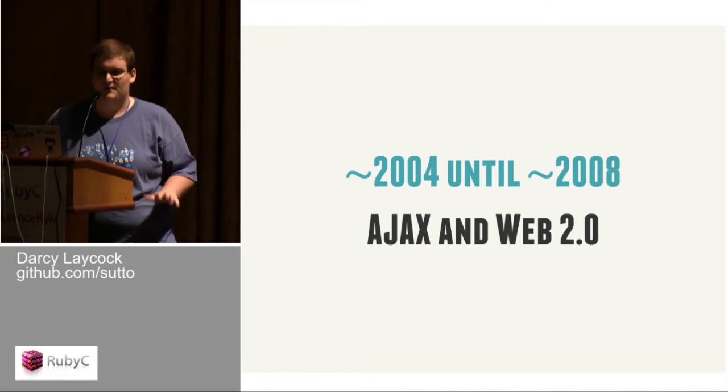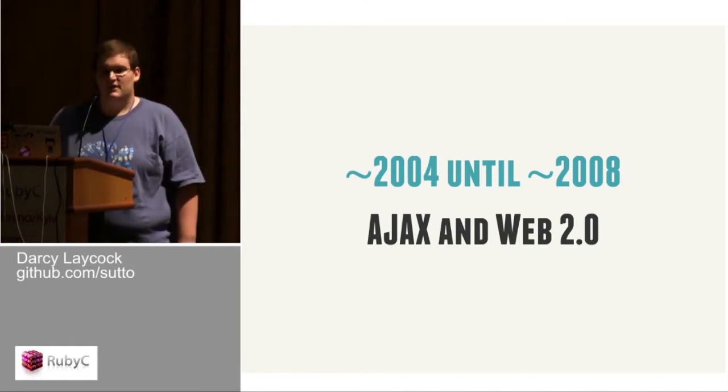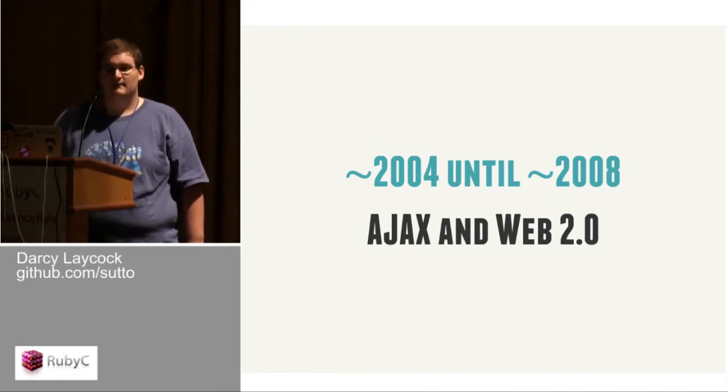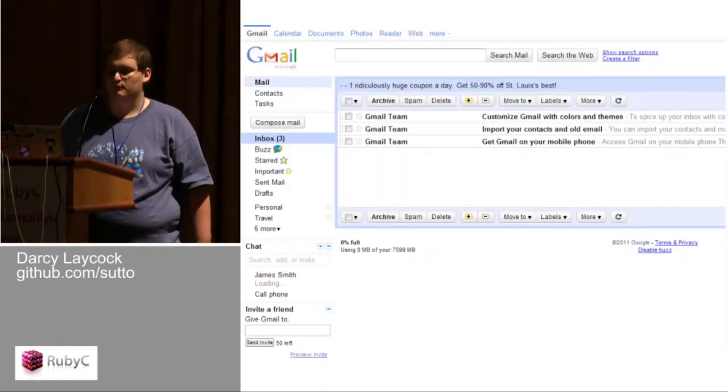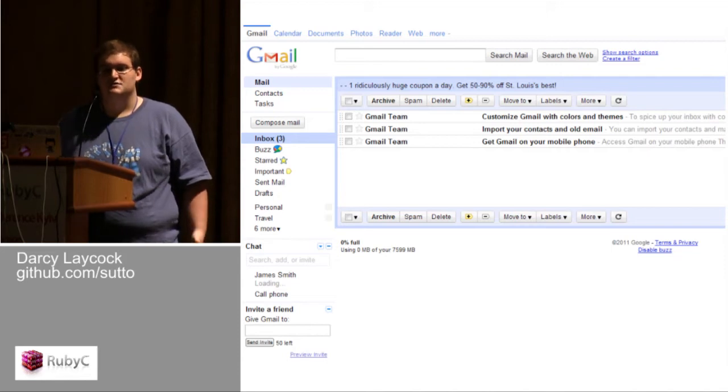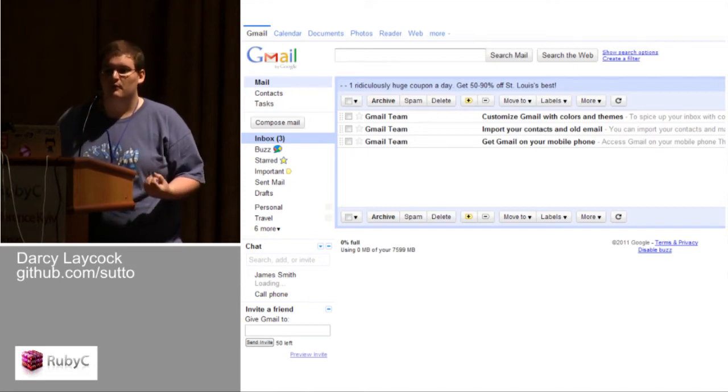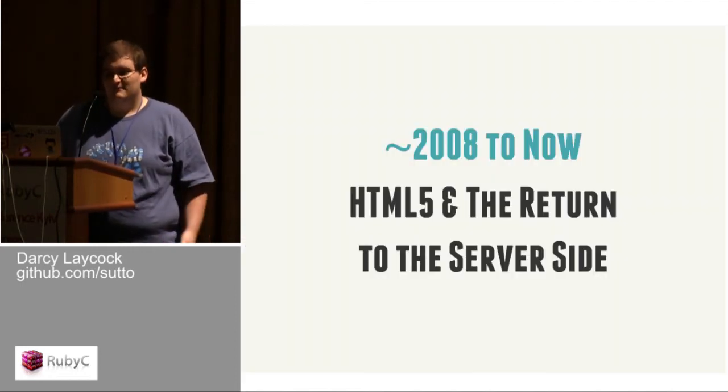2004 until about 2008 is when we saw the introduction of Web 2.0 and AJAX. The web took on a whole new meaning. It was suddenly possible to build rich applications using just JavaScript and HTML. Gmail is a perfect example of that. Thanks to the technologies that have been brought to the browser side, you can build amazingly rich applications that aren't just static.